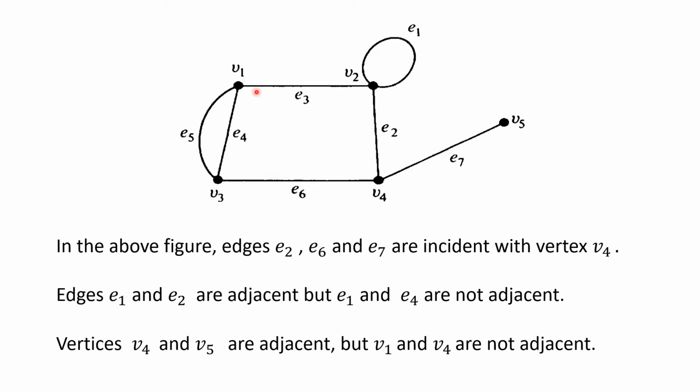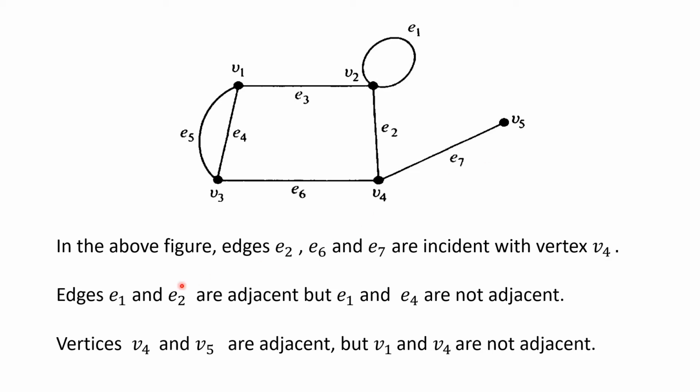Here see, E3, E4, E5 are incident on V1. V1 is a common vertex, so these three edges E3, E4, E5 are adjacent. Similarly, E4, E5, E6 are incident on V3, so these three edges are adjacent. Here, at the vertex V5, only the edge E7 is incident. Such a vertex is called a pendant vertex, which we study later.